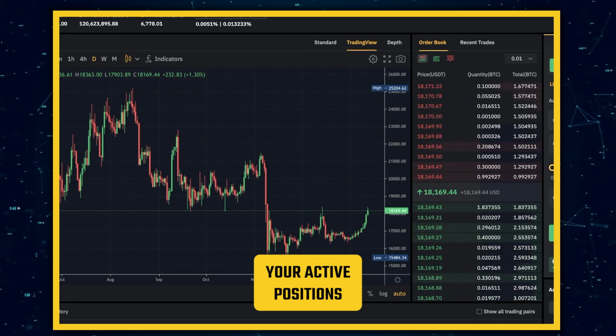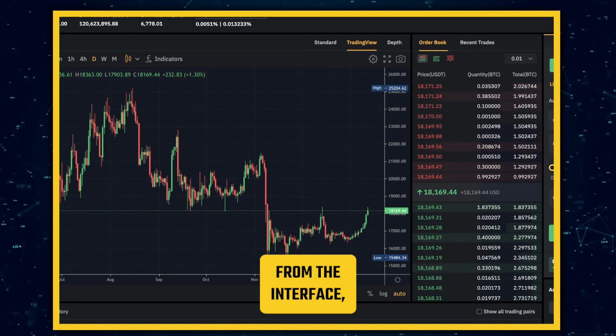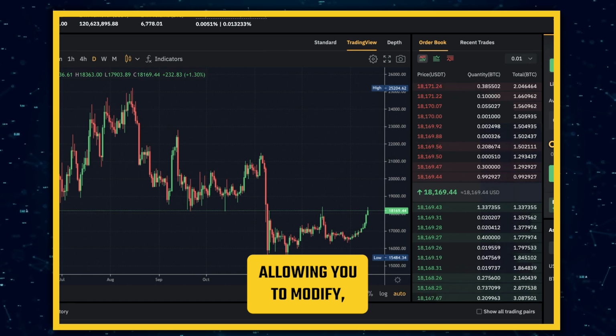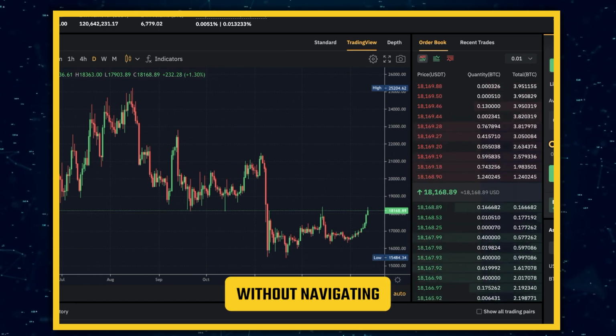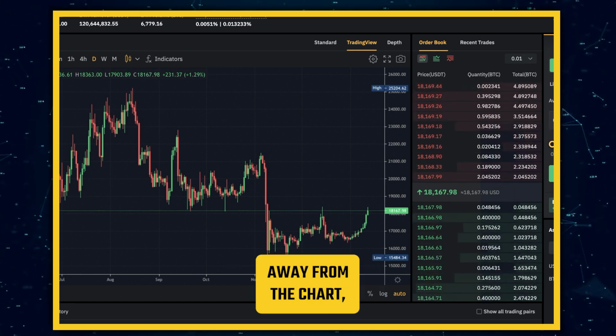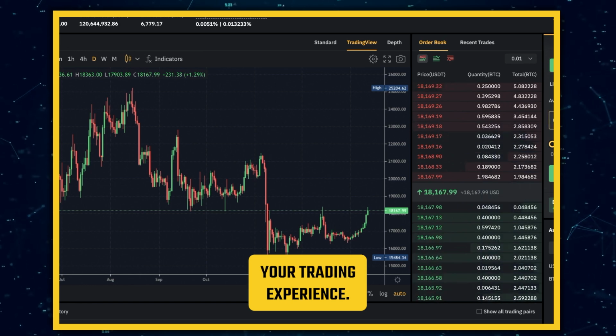You can also manage your active positions and orders directly from the interface, allowing you to modify, cancel, or close positions without navigating away from the chart, thereby streamlining your trading experience.